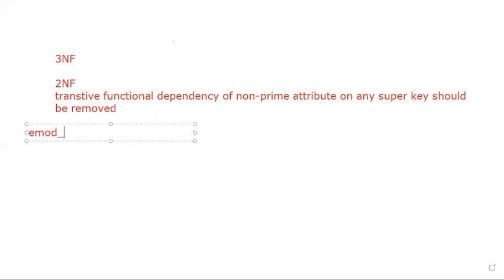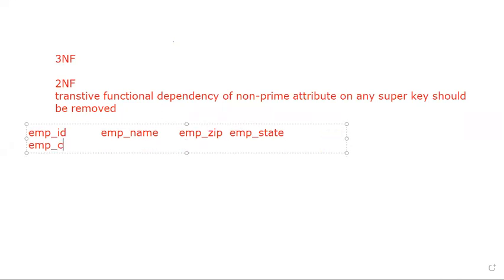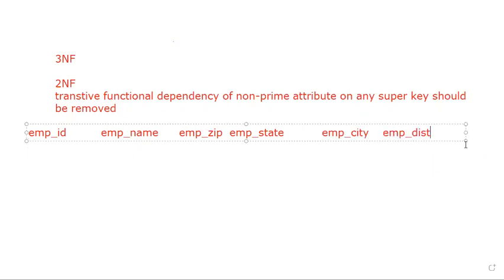The example is EMP ID, EMP zip, where zip means pin code, EMP state, EMP city, EMP district. So let's see here. What we can understand is there are 1, 2, 3, 4, 5, 6 attributes in my table that represents the employee details.